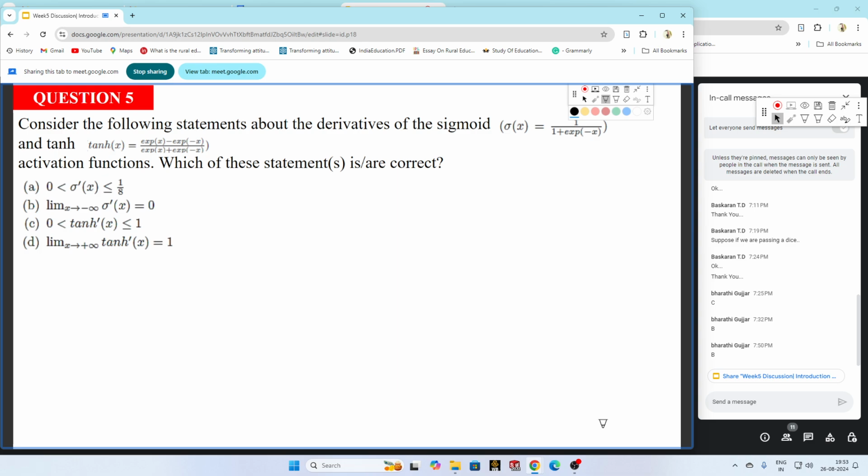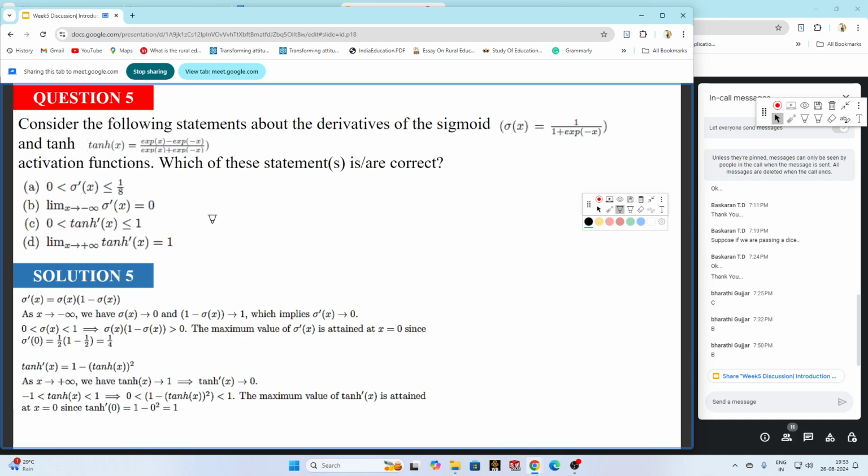Now we will quickly move on to question 5. Consider the following statements about the derivatives of the sigmoid function sigma(x). This is your sigmoid function, and tanh(x) is your hyperbolic tangent function. Which of these statements is correct? Four options are given. First, we have to see what sigma dash x is. When you differentiate 1 by 1 plus e to the power minus x, you can differentiate and you will get sigma dash x equal to sigma(x) into 1 minus sigma(x).